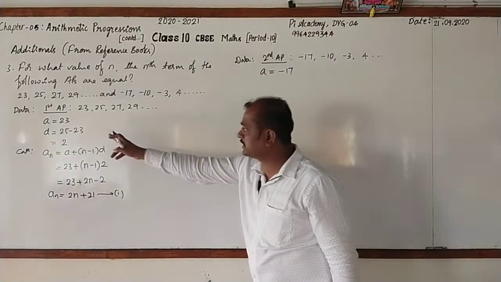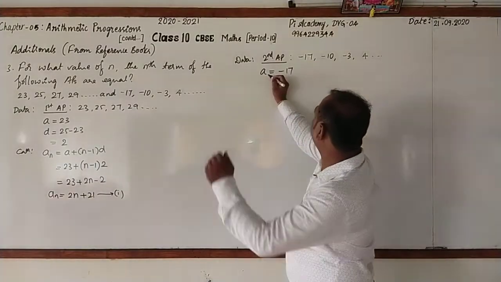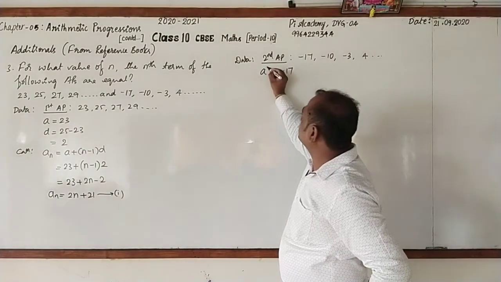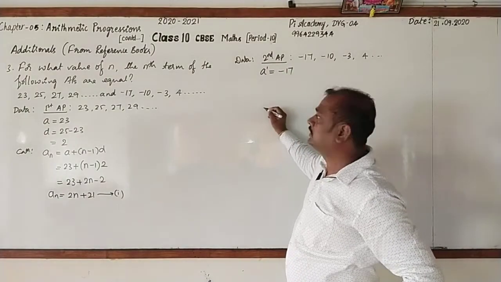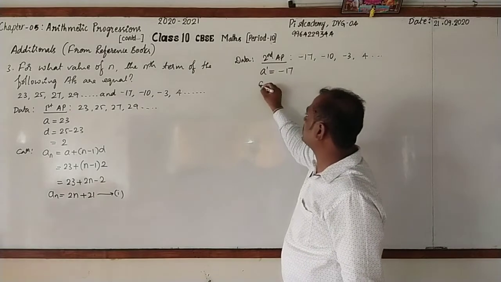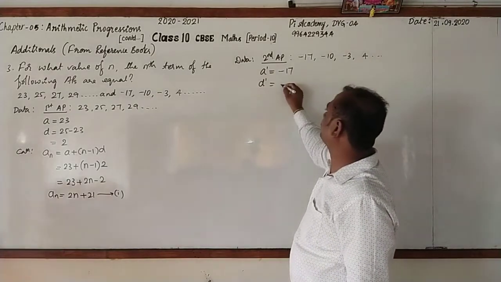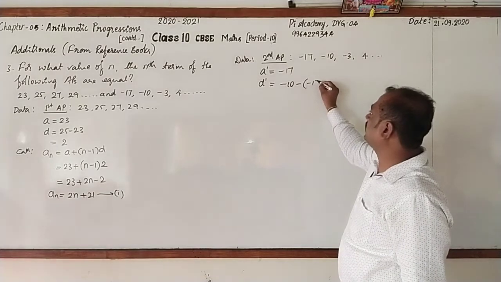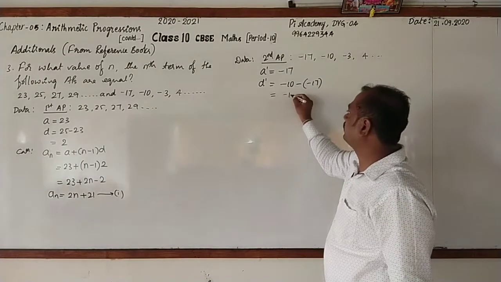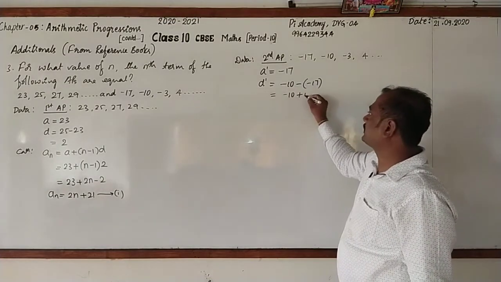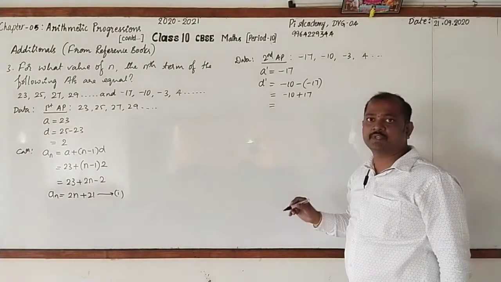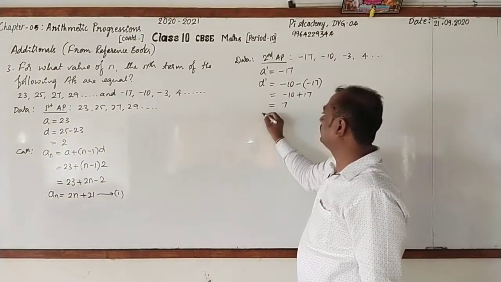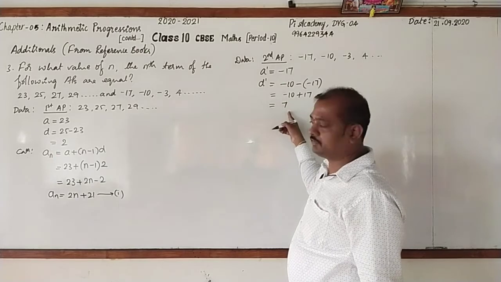See, both will be the same. That is why I go for taking this as A dash. A dash is equal to minus 17. D dash, common difference, is the second term minus the first term, minus 10 minus of minus 17. It is equal to minus 10, minus into minus plus 17. Minus 10 plus 17 is 7. So D dash is 7.